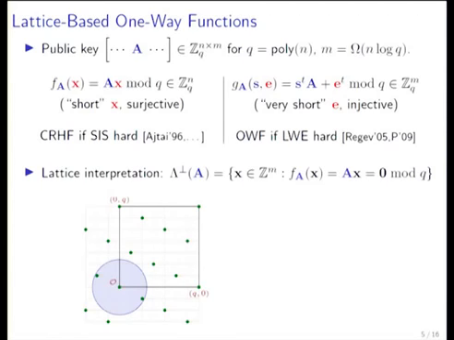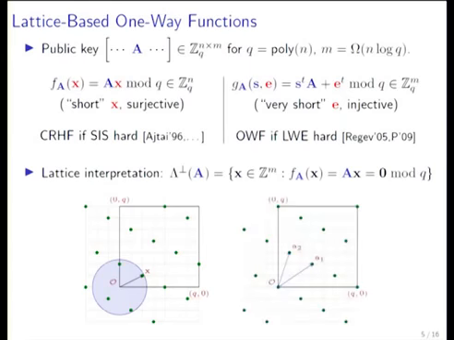Another function, which is also used in many cryptographic constructions, is the so-called learning with errors function, introduced by Regev. This function is also indexed by a matrix A, but this time we multiply A on the left by an arbitrary vector s. s is not short, it's a random vector modulo q. And then we perturb the result by adding a very short noise vector e. Now, x and e play essentially the same role in these two constructions, but typically in the LWE function, e is even shorter.